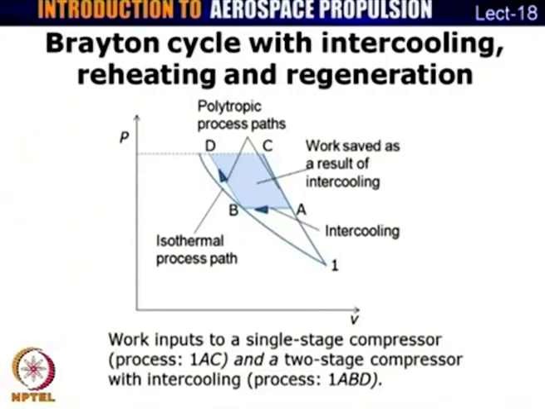Therefore, the amount of work that has been saved as a result of intercooling is given by this shaded area. So, process 1AC, which is a single stage compression process, can be replaced by process 1ABD, which splits the compression process into a two stage compression process with intercooling. Similarly, we can also look at the reheating. We will also be able to see the benefits as we get higher work output by reheating at the end of the expansion process through a turbine.